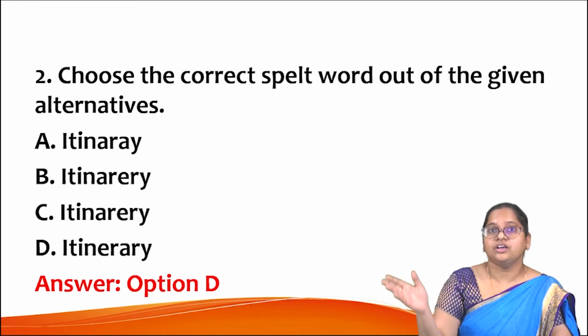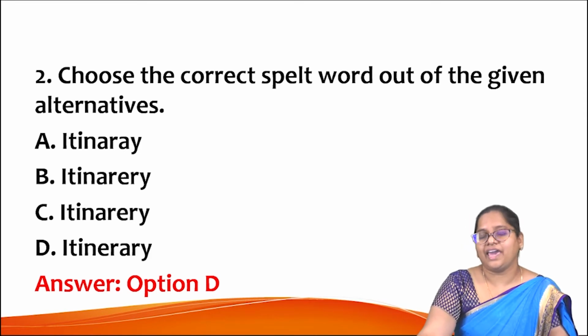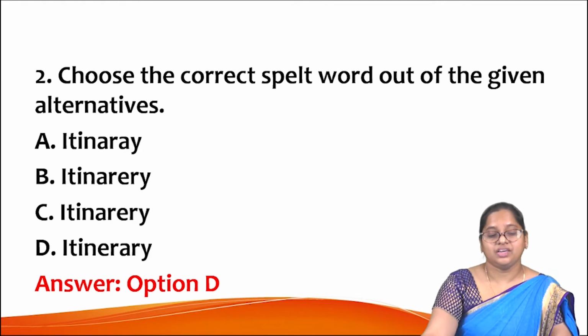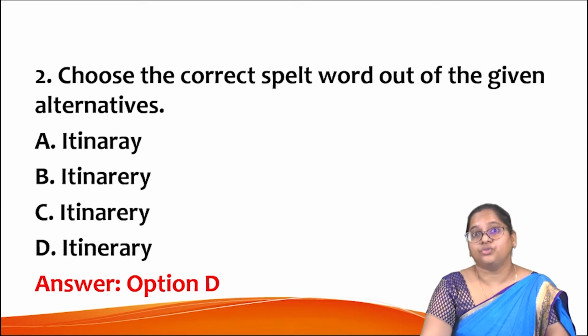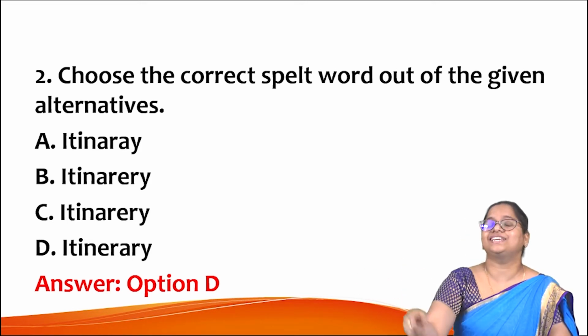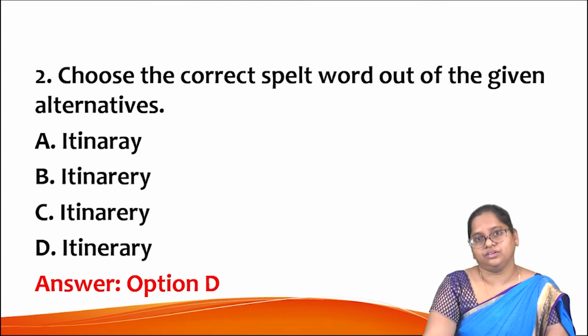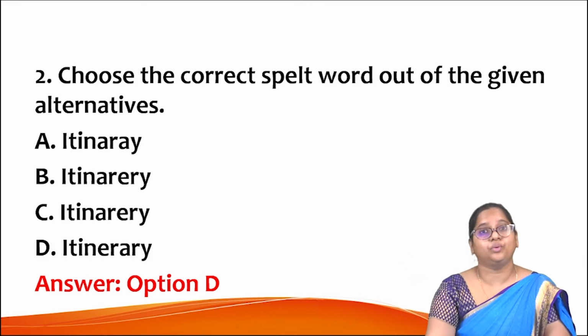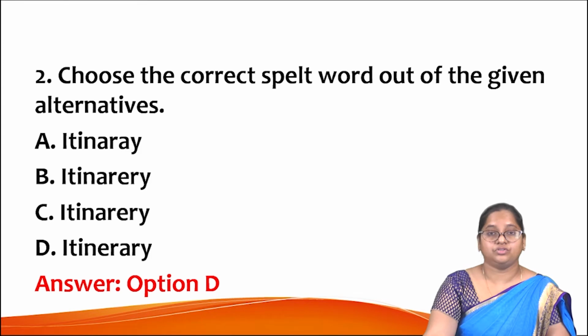So pluck out option A, I-T-I-N-A-R-Y, and remove option C, I-T-N-A-R-E-R-Y, which is wrong. Remove those options and select option D, itinerary, I-T-I-N-E-R-Y. I'm explaining clearly so that I have a few questions for you. You have to choose. I will not show you the answer. You have to work it out yourself.